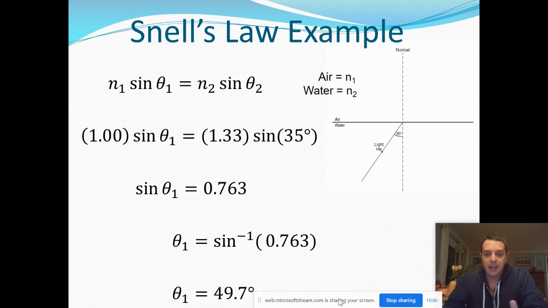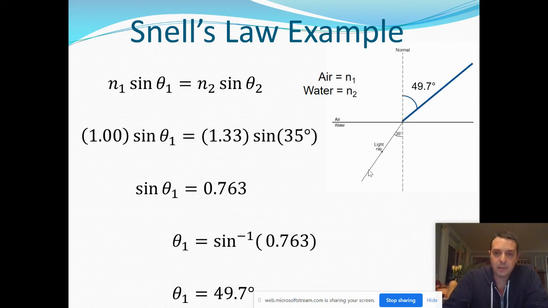So the angle as it refracts is going to be 49.7 degrees, and you can see measured from the normal, as it speeds up, it's bending away from the normal, and this is how we use Snell's law. Snell's law is how we determine the angles involved here, because the ratios and the index of refraction don't deal with these angles, but Snell's law does.